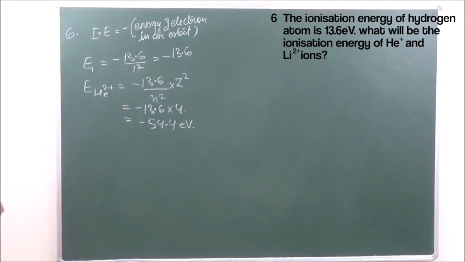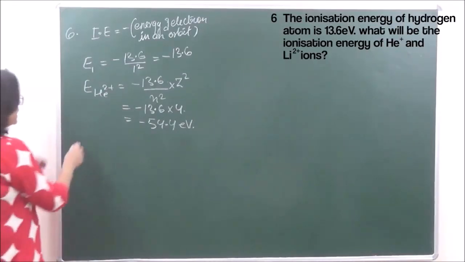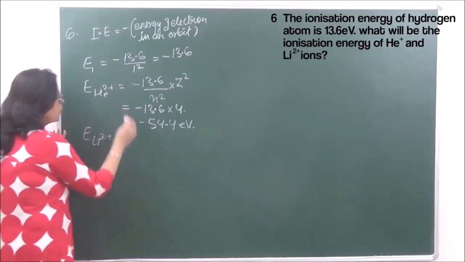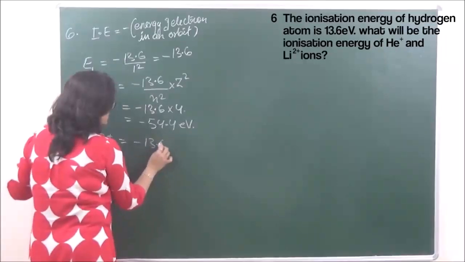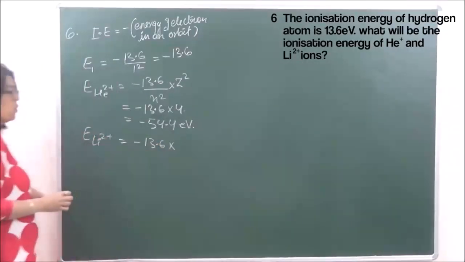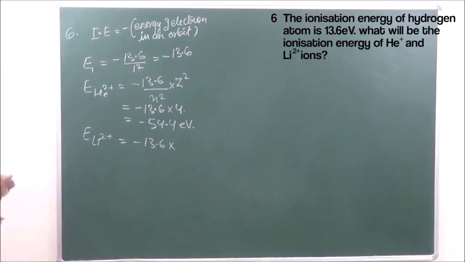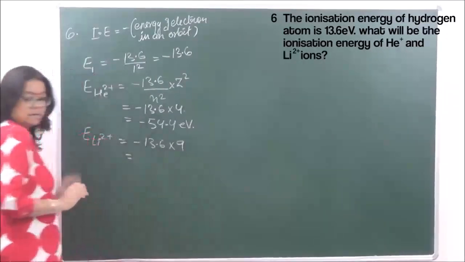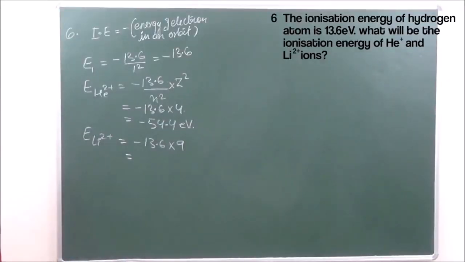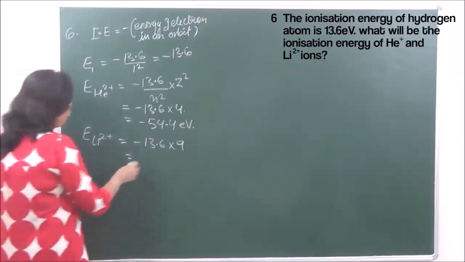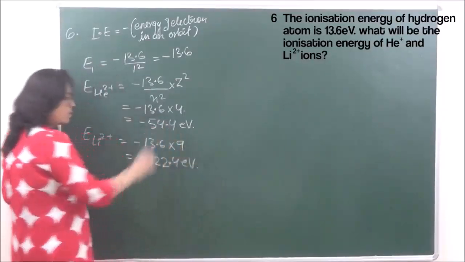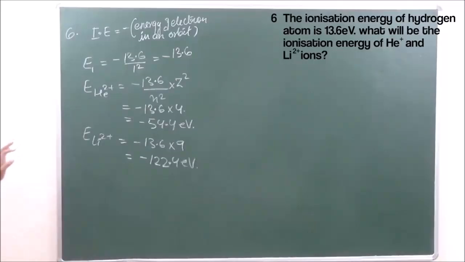In a similar manner, the first orbit of lithium you can also calculate. That will be equal to minus 13.6, the atomic number of lithium is 3, so into 9. This when calculated comes to minus 122.4 electron volt.